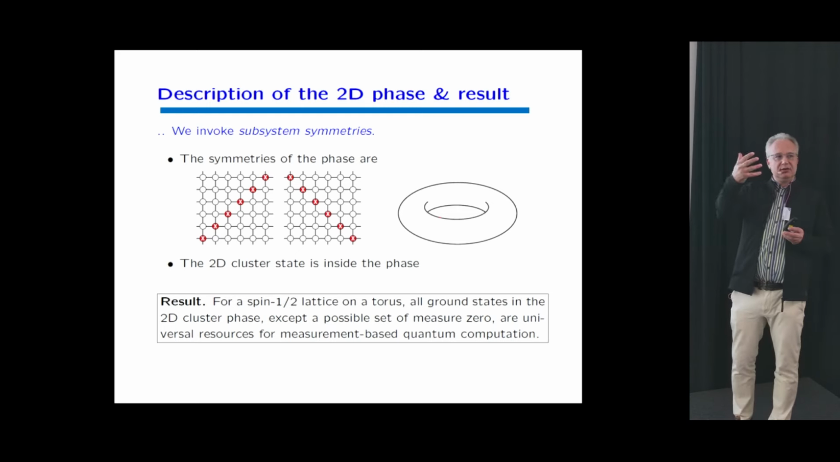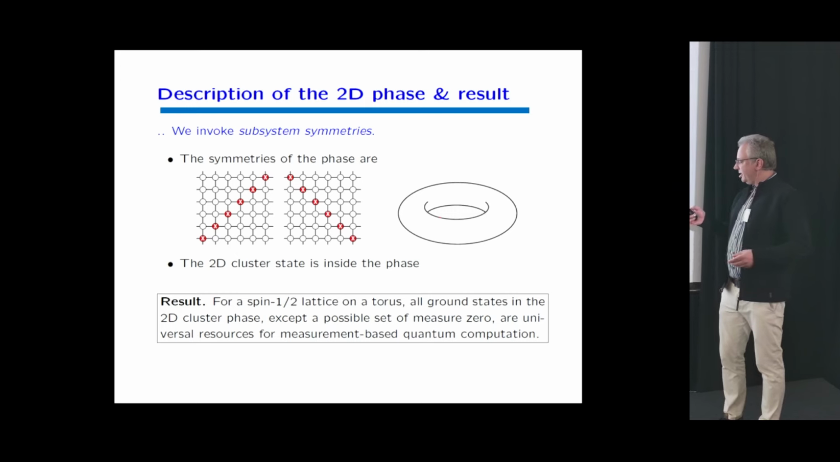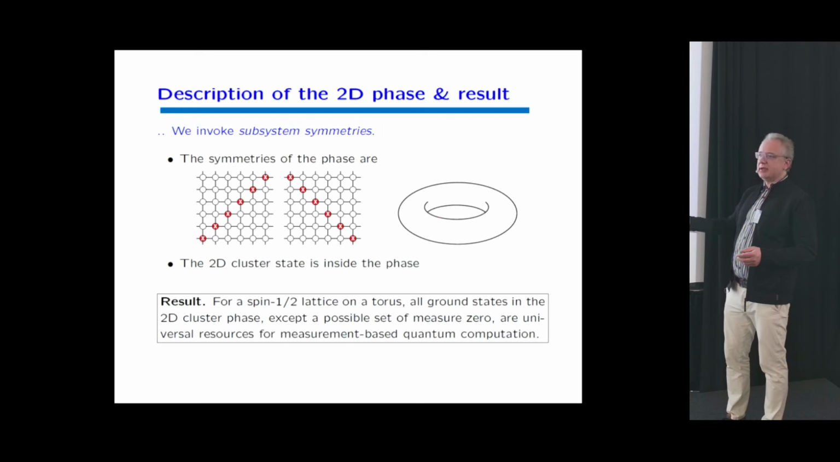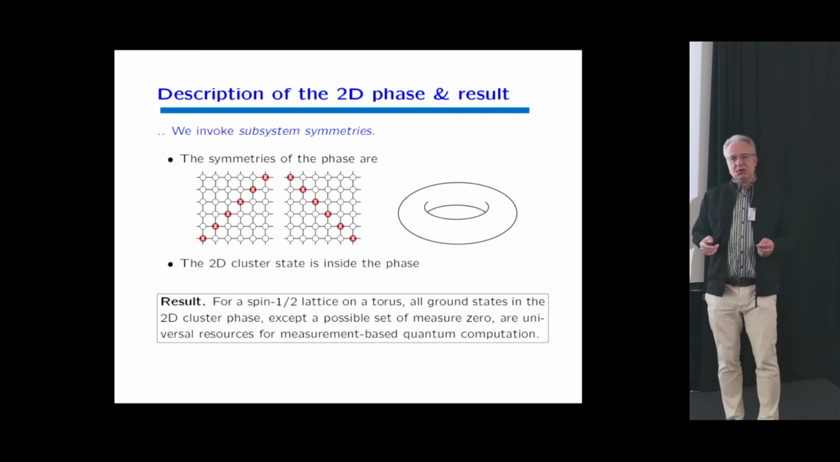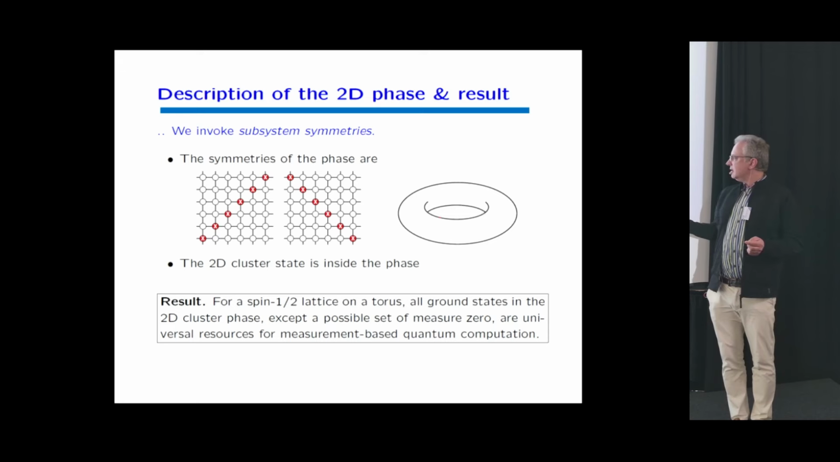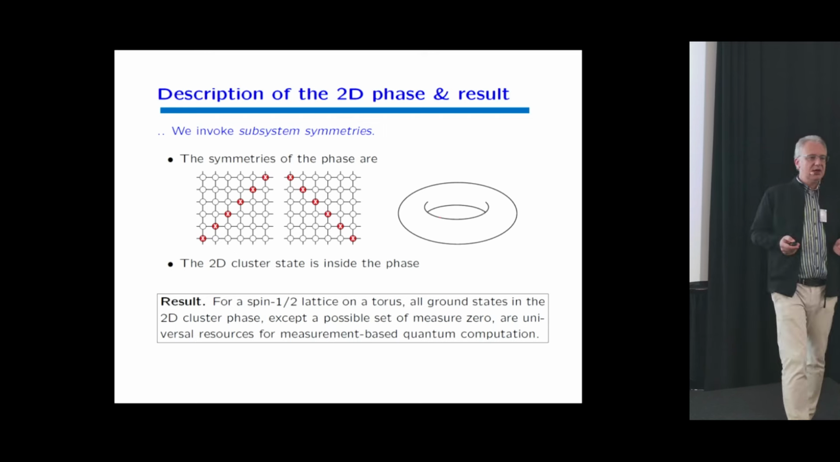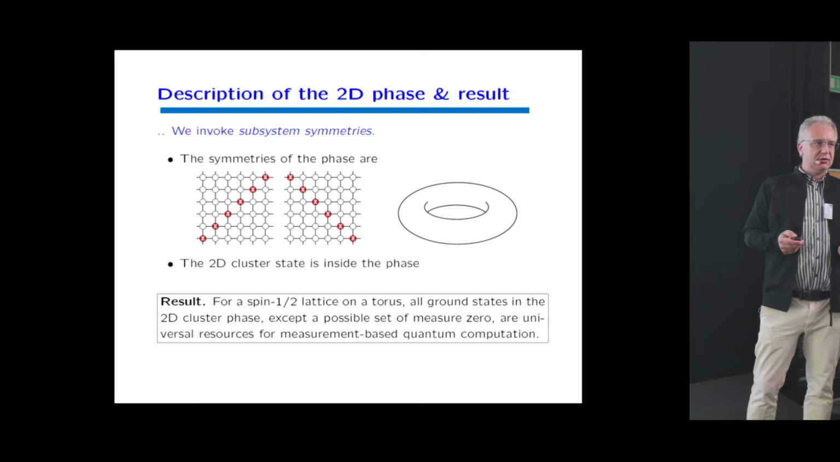They are not gauge symmetries, they are not local, but they act differently on different sites in the lattice. So this is called subsystem symmetries. And here you see it, you have non-trivial action along these diagonal lines, like so, and then you also have all these translates. When you examine the 2D cluster state, you find that it satisfies these symmetries. So this is in the cluster state stabilizer. And so the phase that we are looking at is the phase with these symmetries and which has the cluster state in it. And we can show that for this entire phase, all ground states except maybe a set of measure 0 are universal resources for measurement-based quantum computation.